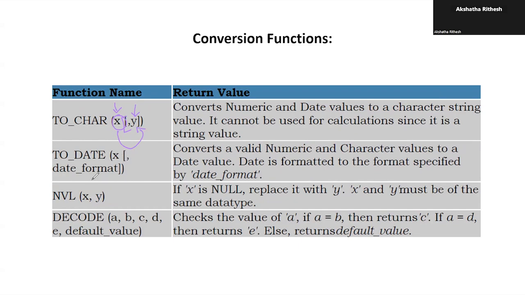TO_DATE(X, date format): here also, what you are trying to do is convert this particular date into a given format. For example, in certain places we use year, month, date format, and in certain places we use date, month, year format. Whichever format you want to convert your data into, you can easily use this built-in function. NVL(X, Y): if X is null, you want to replace it with Y. X and Y must be of the same data type. So if this is null, then you can convert it into this value using the NVL function.